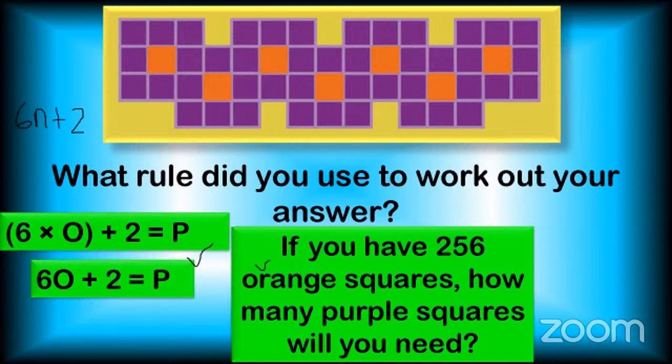All right, so remember that we have a rule we're working with, and it says 6 orange squares plus 2 is equal to purple squares. So if we want to work that out, 6o means 6 times the number of orange squares. In this case, how many orange squares do we have? I want you guys to show me some working in the chat based on the rule that we're working with. And this will be our final question, guys.